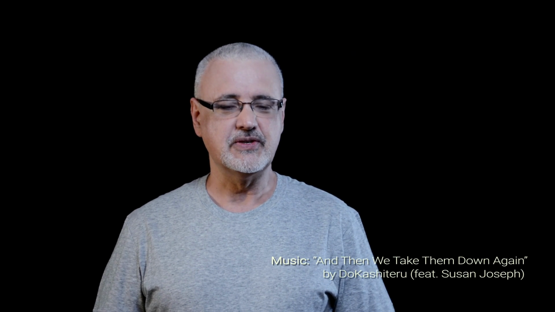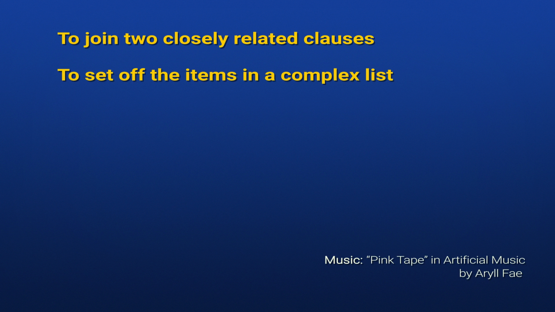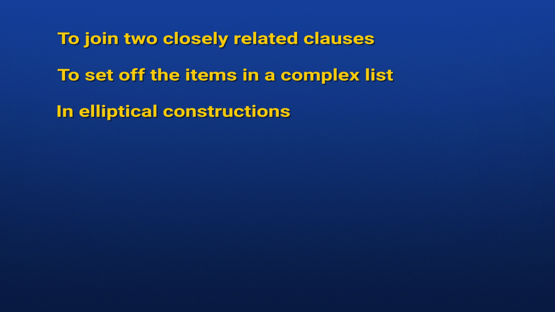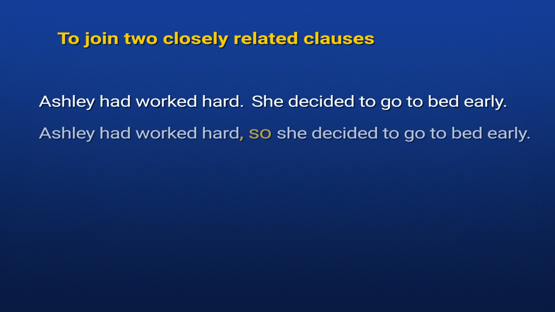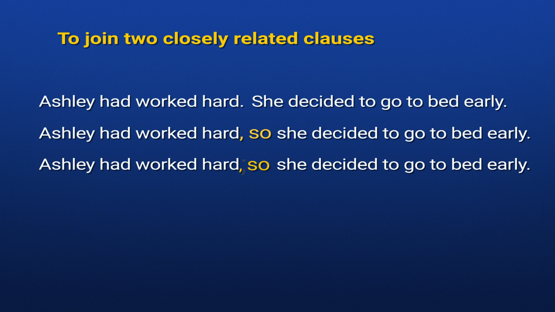Essentially, there are three uses for a semicolon: to join two closely related clauses, to set off the items in a complex list, and in elliptical constructions. Ashley had worked hard. She decided to go to bed early. These are separate sentences, but the ideas they express are closely related. Ashley had worked hard; so we can show this close relationship with just a semicolon, right here.